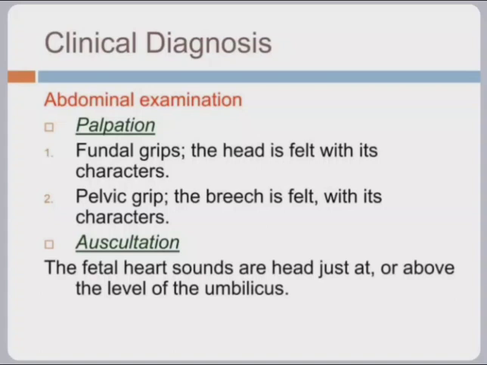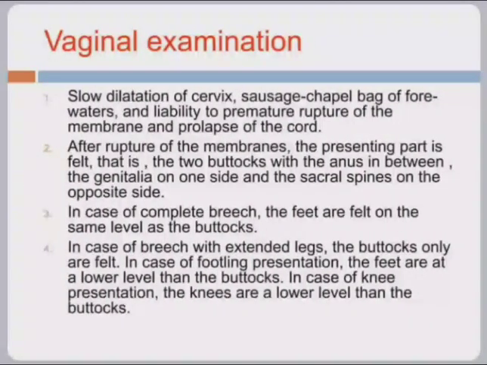Where we get the heart sound, the baby is cephalic, but in those places where the baby's heart rate is not heard, the baby is a breech presentation. Vaginal examination: slow dilatation of the cervix, a cone-shaped bag of forewaters, and liability to premature rupture of the membrane and prolapse of the cord. After rupture of the membrane, the presenting part is felt, that is, the two buttocks with the anus between the genitalia on one side and the sacral spine on the opposite side. Understood? Okay.